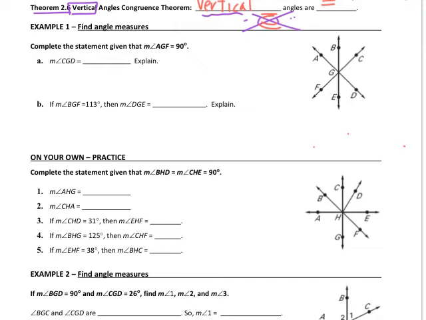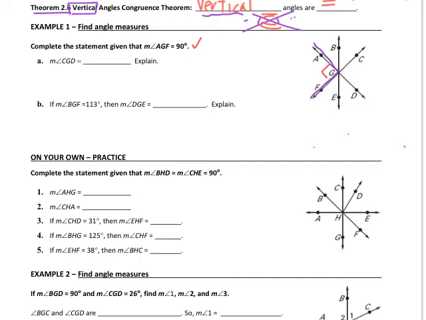So in example 1, it says find the angle measures. You should be pretty good at this because we've done quite a bit of this kind of work before. It says here, complete the statement given that the measure of angle AGF is equal to 90 degrees. Well, here's angle AGF. And remember that when we see a diagram, it's always a good idea to mark it up. So I've marked it with the 90-degree angle. If they give us this information, which is given to us, we need to find the measure of angle CGD.